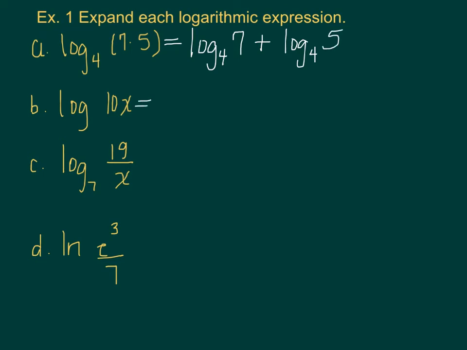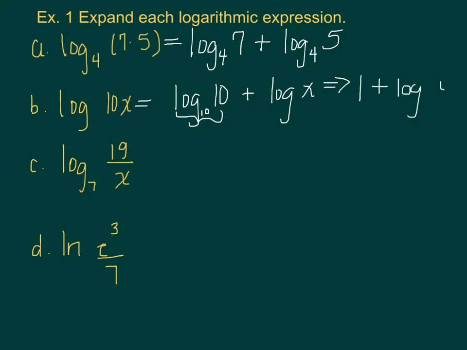For B, you're separating the 10 and the x with addition. Now remember, if you don't see a base, it's understood to be 10. So when you see bases that are exactly the same, remember that simplifies to 1. So this will be your final answer.